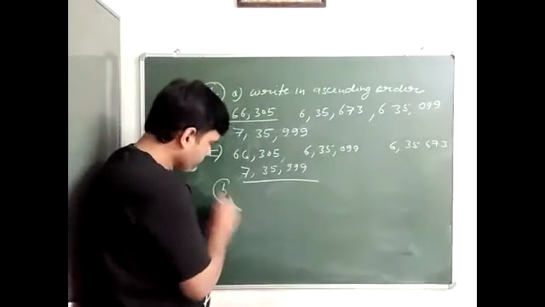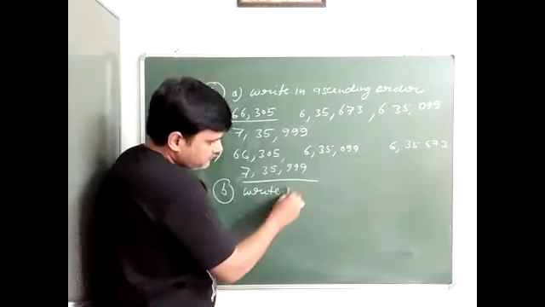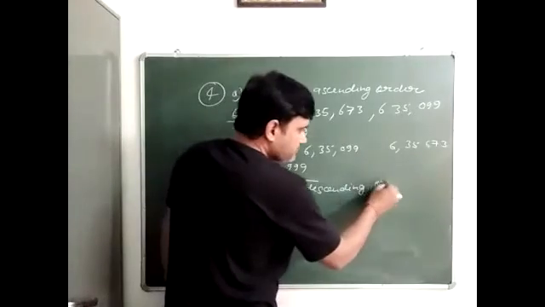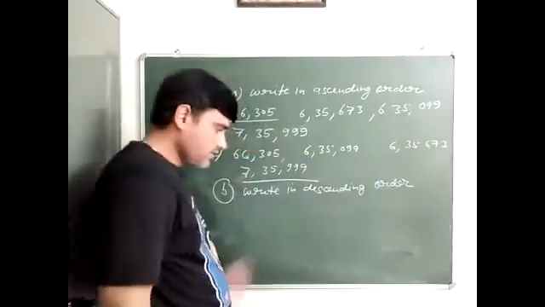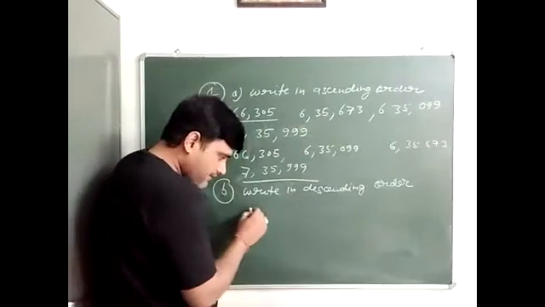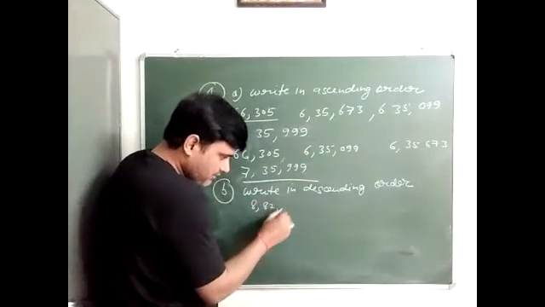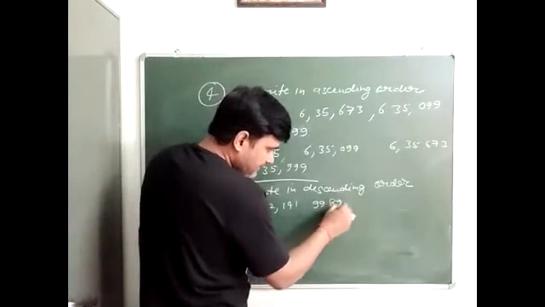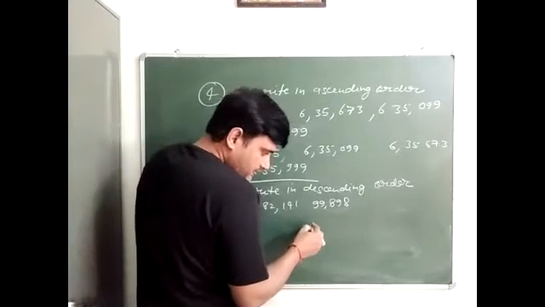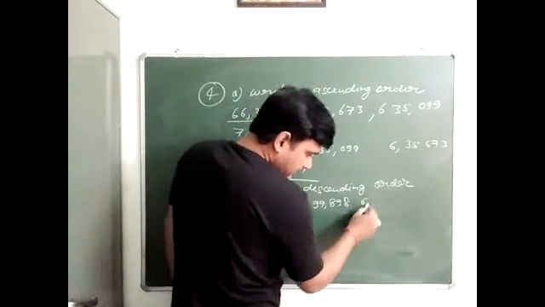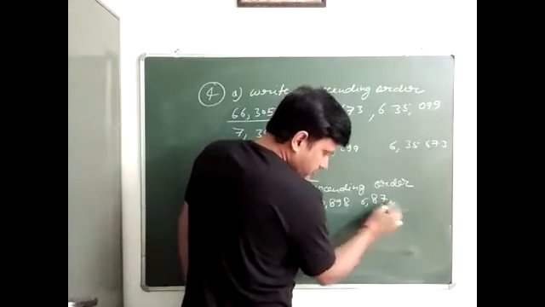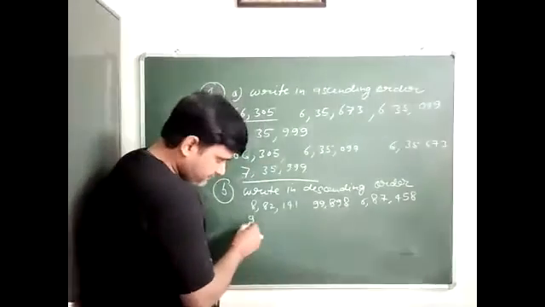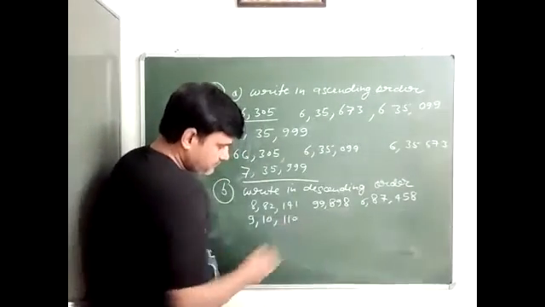Now B part, write in descending order. Numbers are 8,82,141, 99,891, 6,87,458, okay, 9,10,110. Descending order.